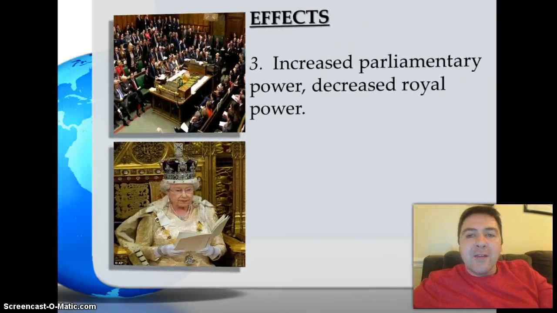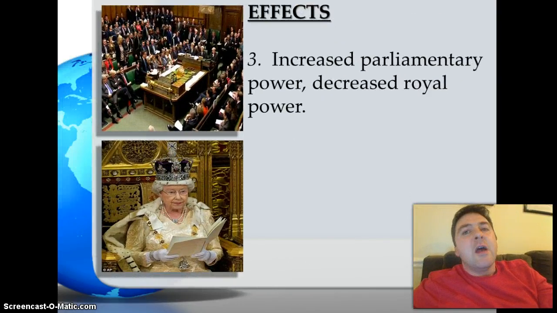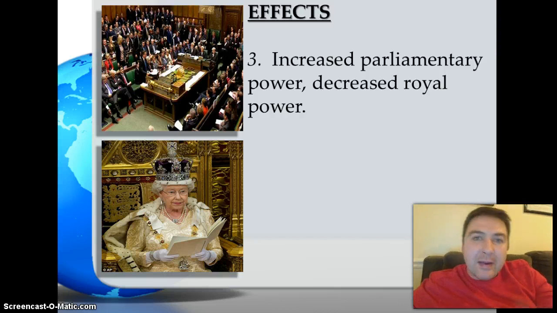And then our last effect is, as we mentioned, that from this point forward, parliamentary power, the power of the people's representatives in Parliament, is going to increase at the expense of royal power. The power of the king and queen is going to, from this point on, continue to decrease, to the point that today the queen is largely a ceremonial position without any real power.